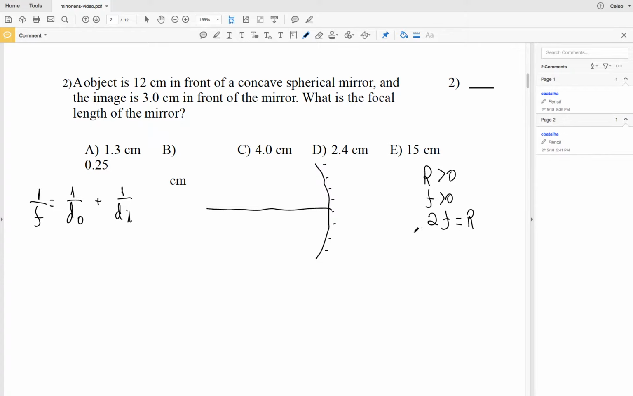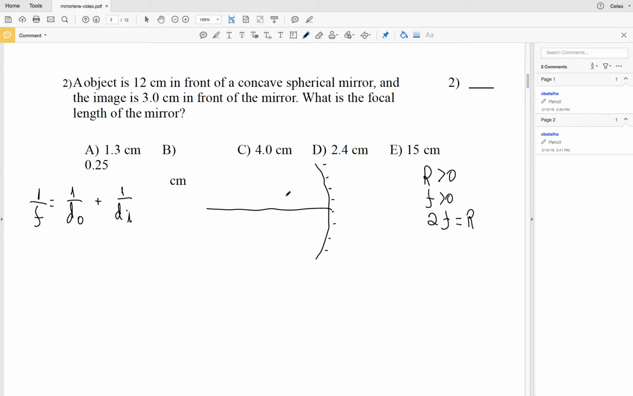So the distance image will be positive if the image is on the same side as the object, and the object is in front of the mirror. So the curve is toward the object, basically. The only situation in which, for this type of mirror, the image will be virtual, I mean, the images are all real, is when you place the object in between the focal point and the mirror itself.